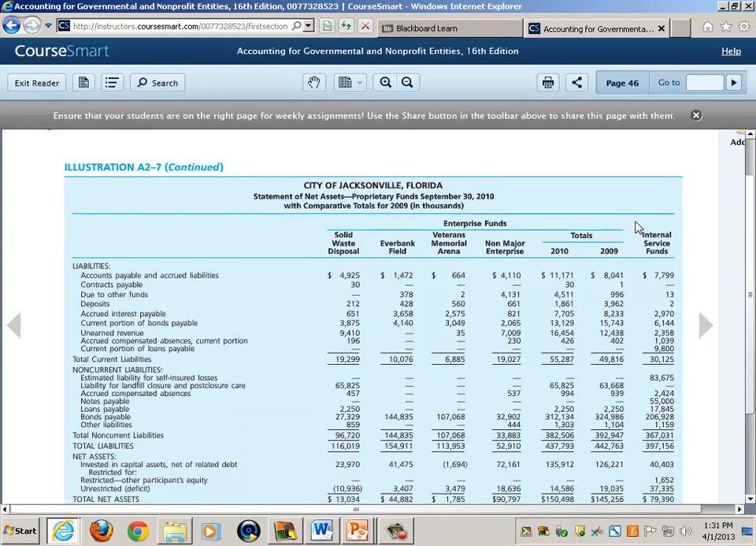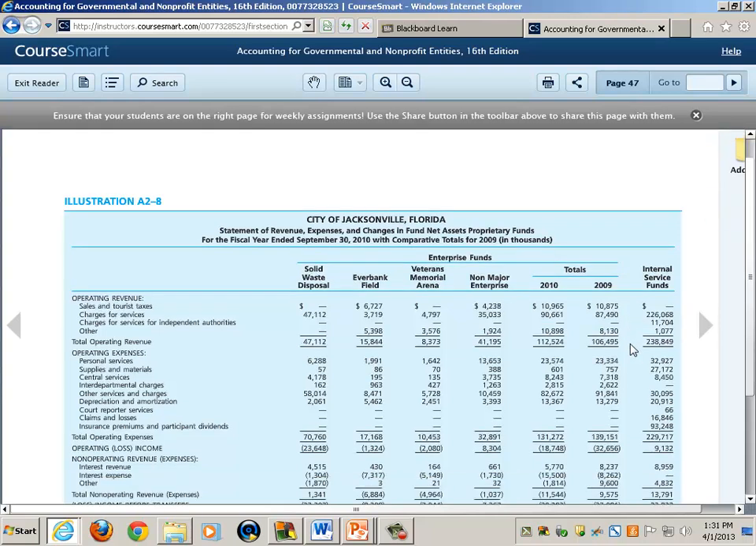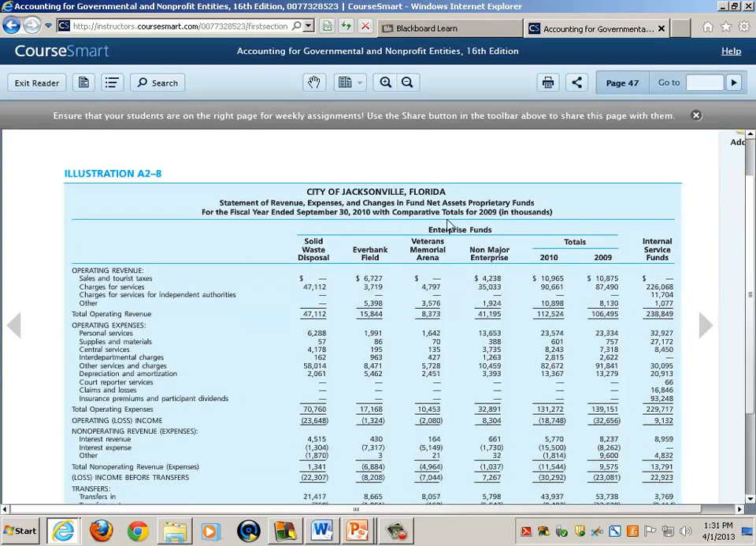And actually, if you go to the statement of revenues, expenses and changes in fund net assets, again, it's kept separately. So it's always shown separately in a column of its own. Okay, let's go back.